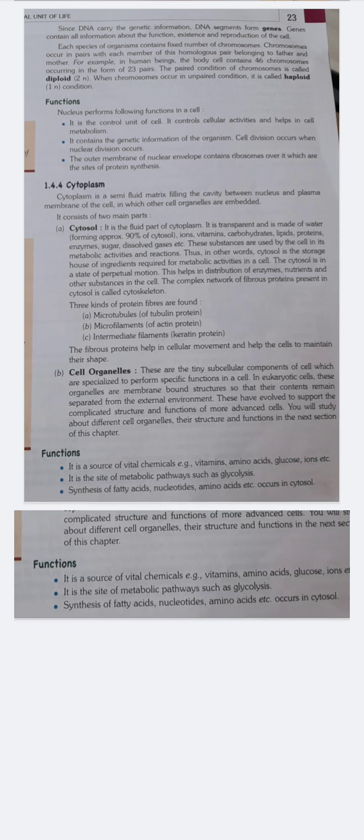Now, what is the function of the cytoplasm? It is the source of vital chemicals, vitamins, amino acids, glucose, ions, etc. It is the site for metabolic pathways such as glycolysis. What is glycolysis? That is the formation of pyruvate. What is pyruvate? Pyruvate is the energy-making material that is stored in the form of ATP. Here in the cytoplasm, synthesis of fatty acids, amino acids and nucleotides occurs in the cytosol.